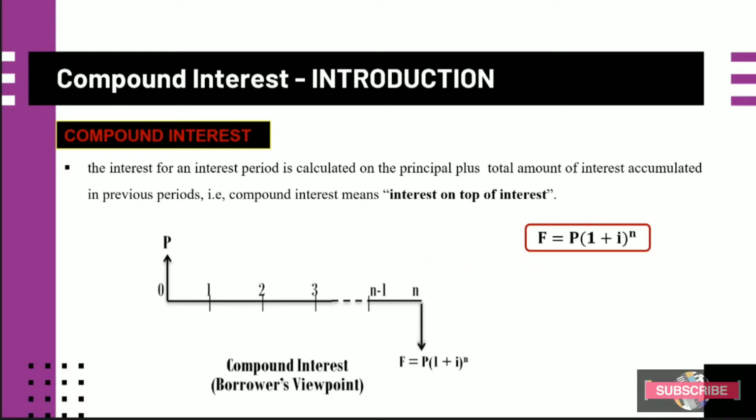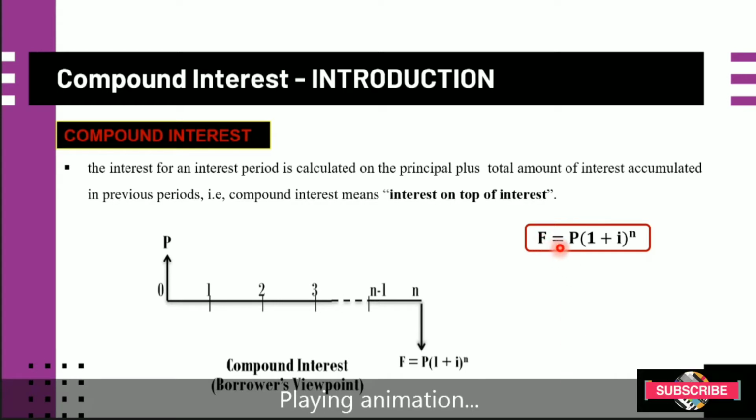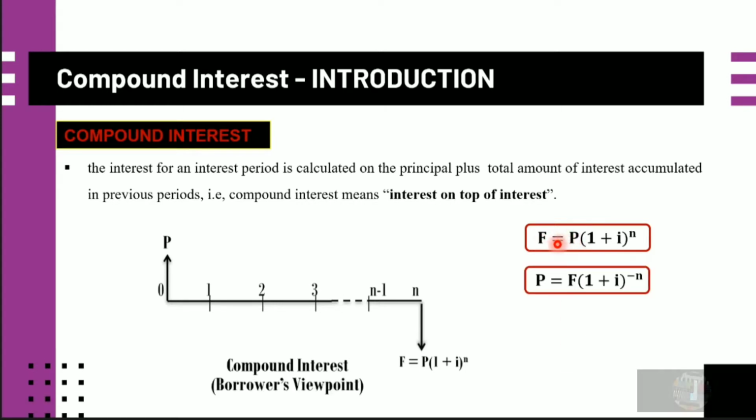So basically, this is our formula for the future worth in terms of the principal, i, and n. And if we solve for the P value out of this formula, it is just equal to F times 1 plus i raised to the negative n.